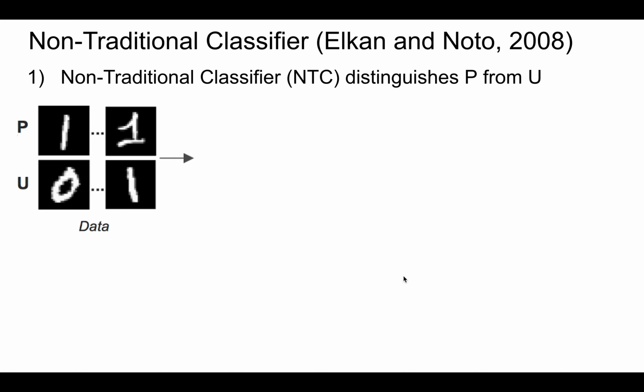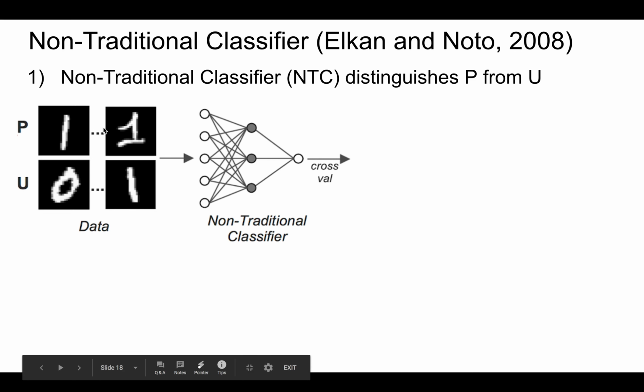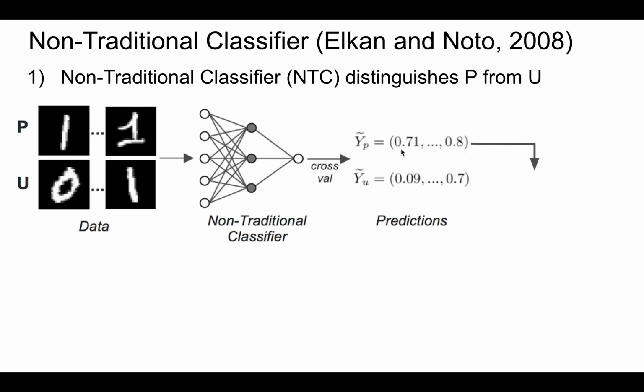And the method that they propose looks like this. First, we take our positive sample, which are ones in this example, and unlabeled sample, which is a mixture of zeros and ones. We train a non-traditional classifier to distinguish the two by obtaining the predictions of such classifier for each data instance. So here, for example, 0.71 represents the probability that this one belongs to the set of the positive instances, which is ones, rather than unlabeled instances of zeros and ones.